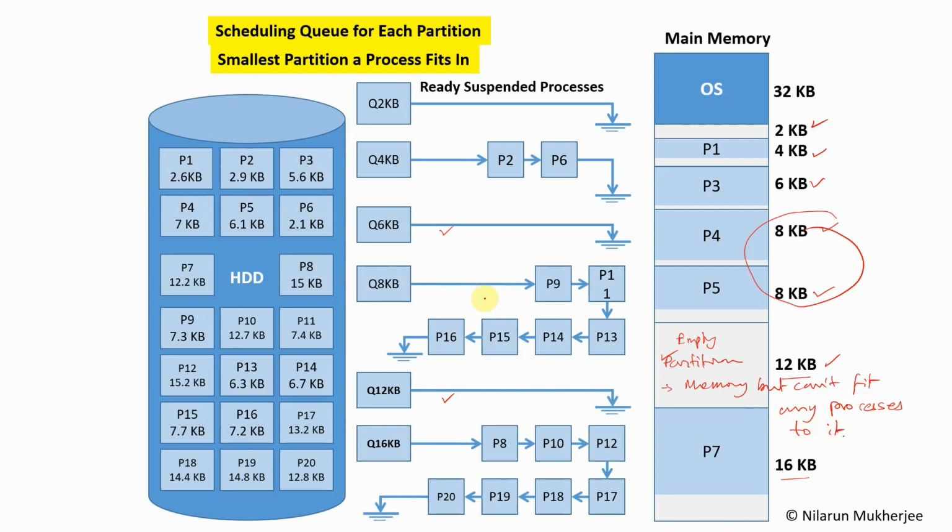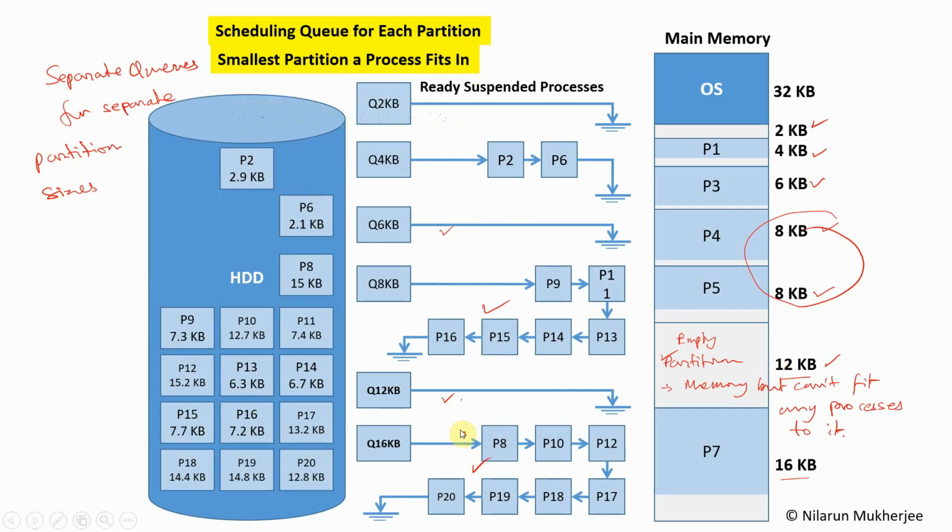This is the disadvantage of maintaining separate queues for separate partition sizes. What we observe is that some queues will be overloaded and some queues will be empty, leading to wastage of memory. And we cannot expect that for each size the same number of processes will be submitted.